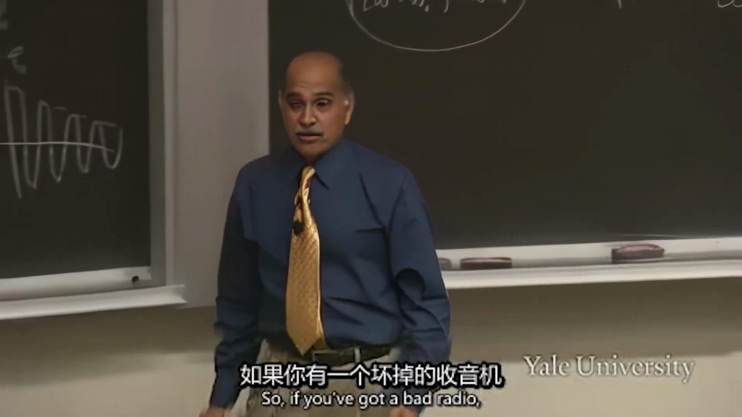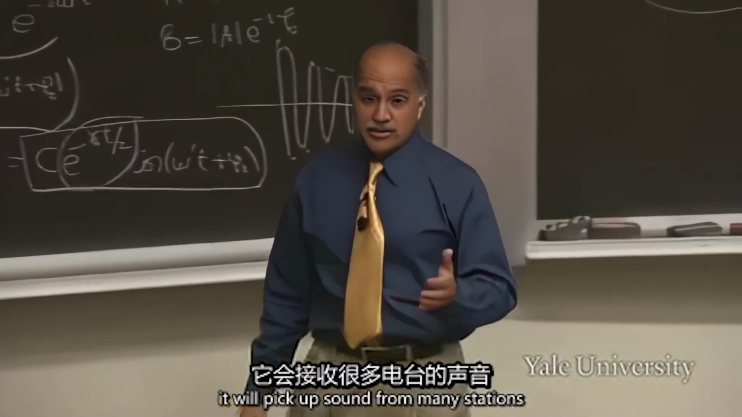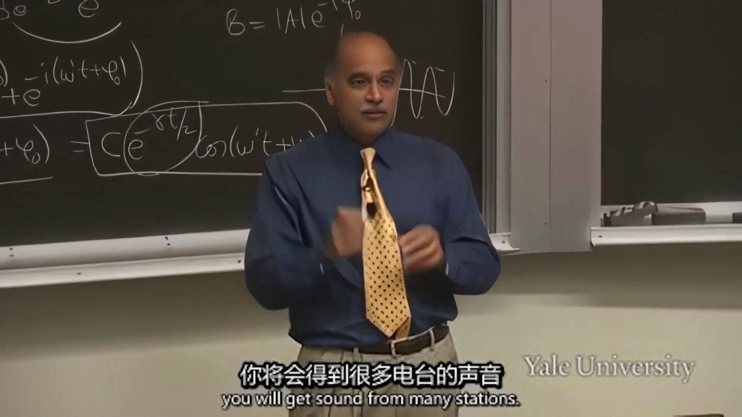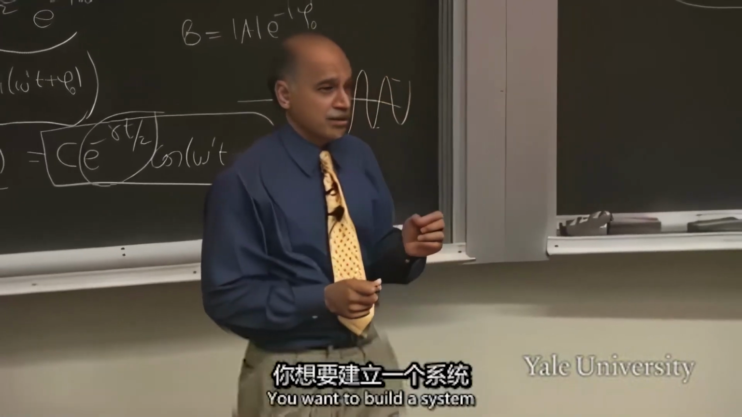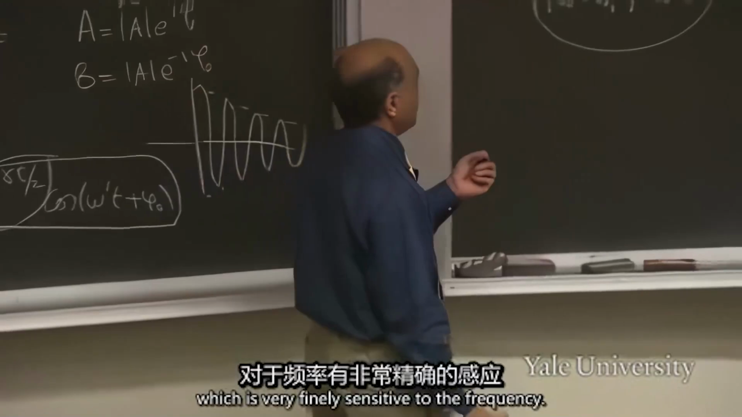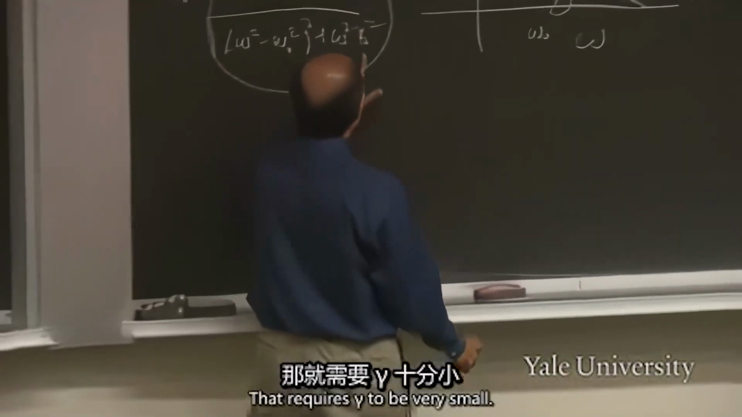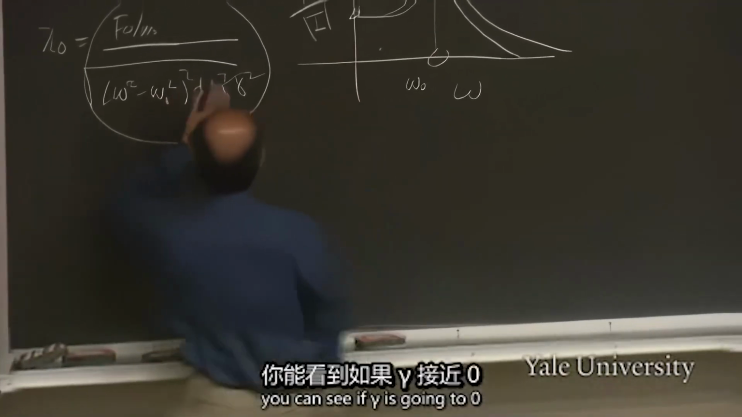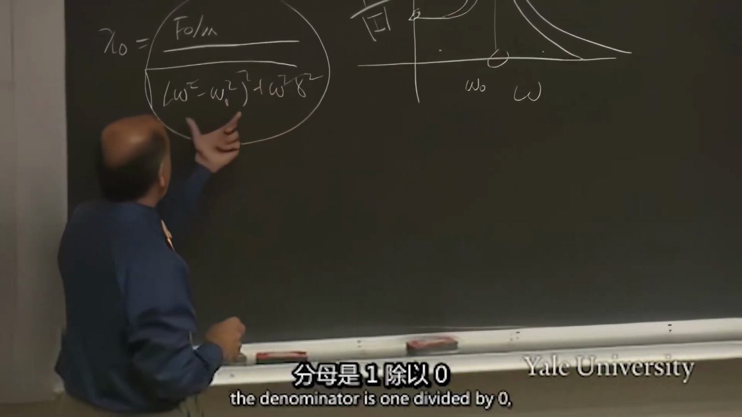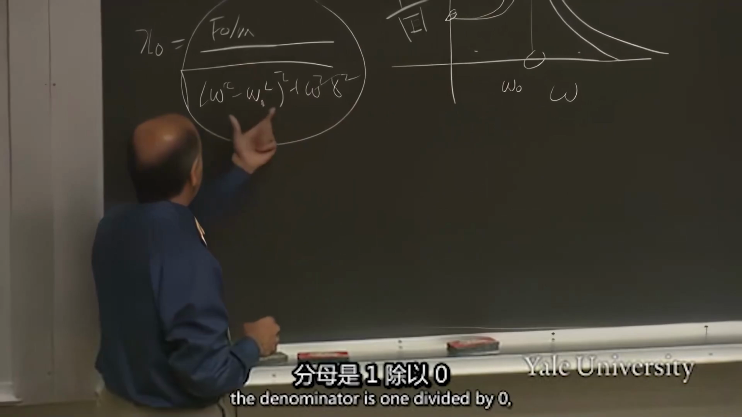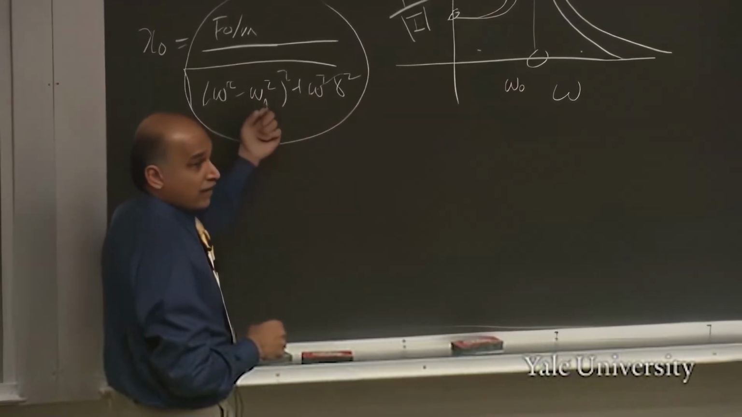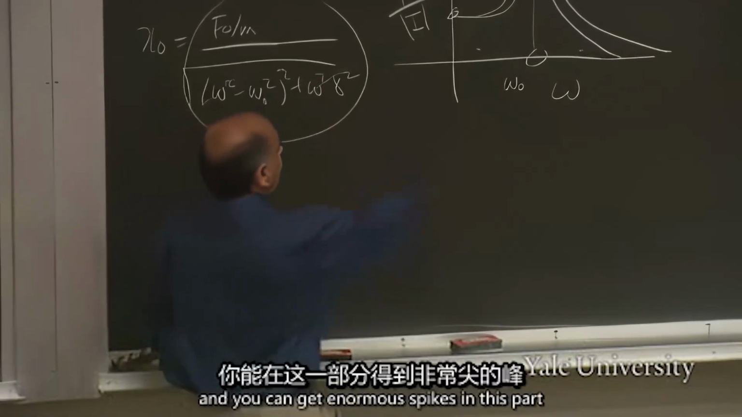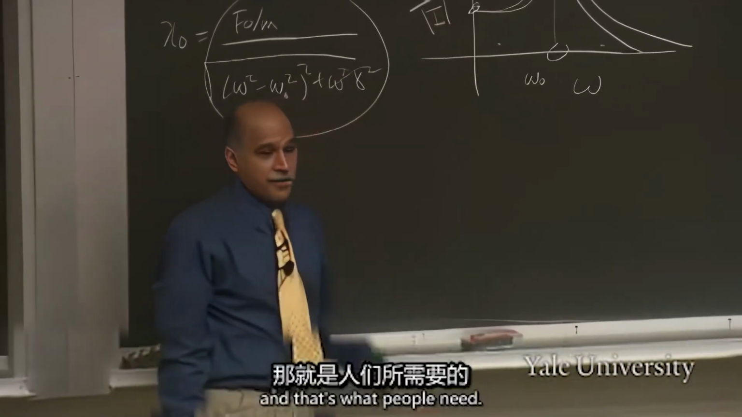So if you've got a bad radio, it'll pick up sound from many stations because it's not very refined. If the peak is broad, you will get sound from many stations. So you want to build a system which is very finely sensitive to the frequency, and that requires gamma to be very small. If gamma is going to 0, the denominator is 1 divided by 0. It's going to be infinite. So if gamma is very tiny, 1 over very tiny is very big, and you can get enormous spikes in response, and that's what people need.